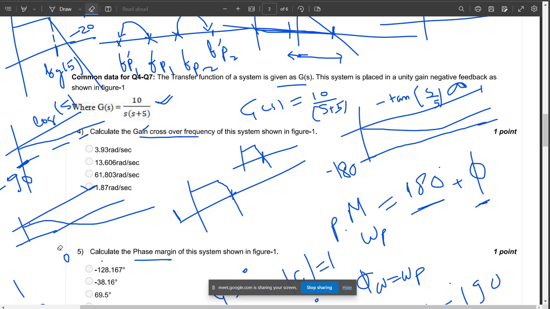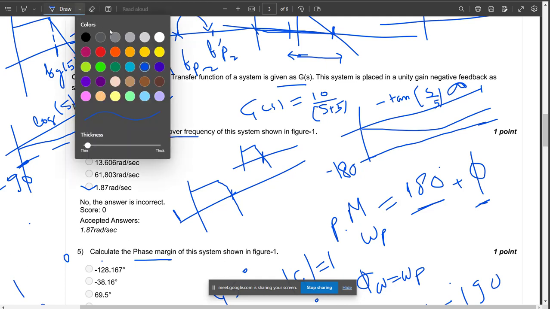Yes, ma'am. So what is your doubt? My doubt is that minus 90 degree or minus 45 degree, which condition is more stable? Minus 90 degree, right?